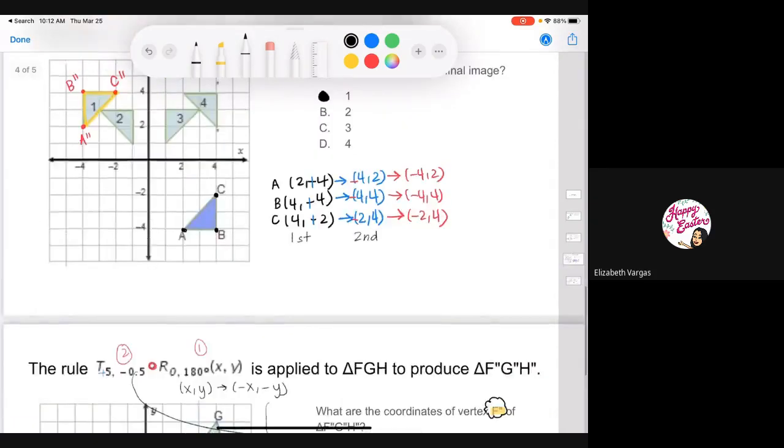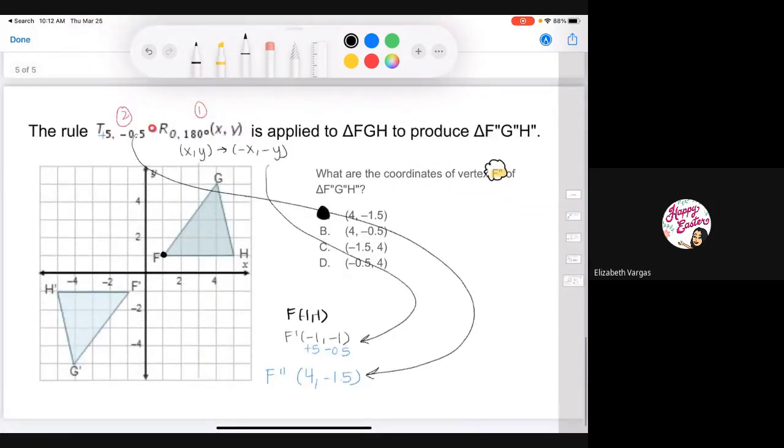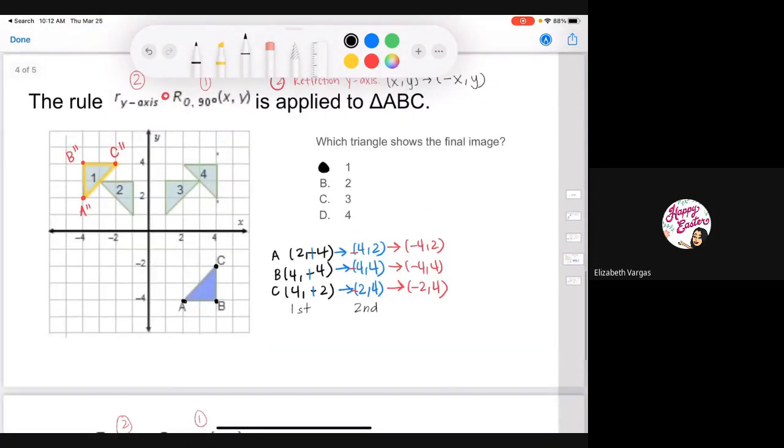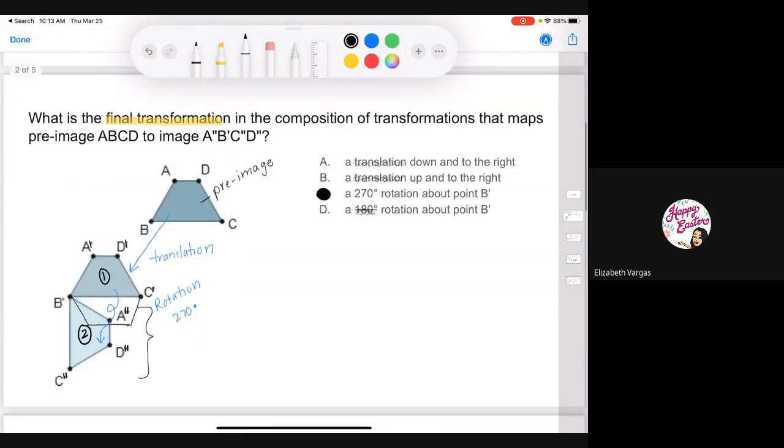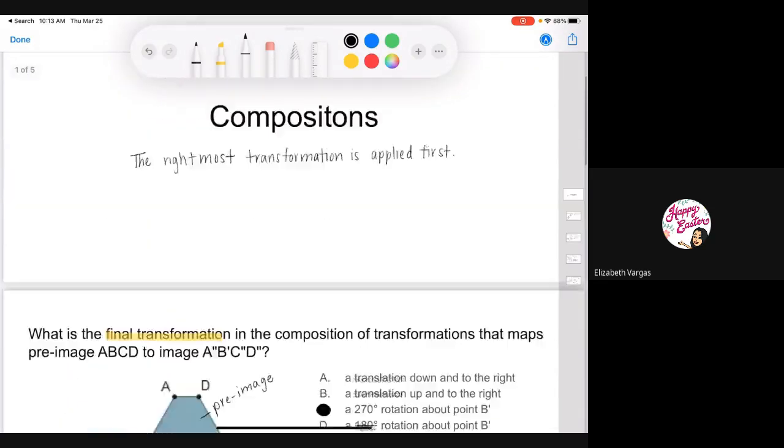So these are the different types of problems you might encounter. You might just work with one vertex. You might work with all the vertices. You might just be asked to identify what transformation is taking place, the first transformation or the final transformation. These are the different types of problems you might see. Okay. Any questions?